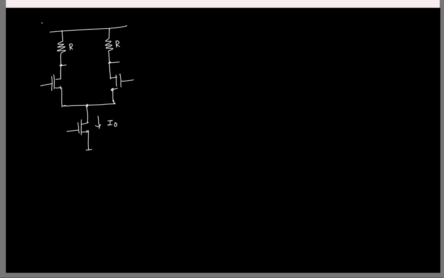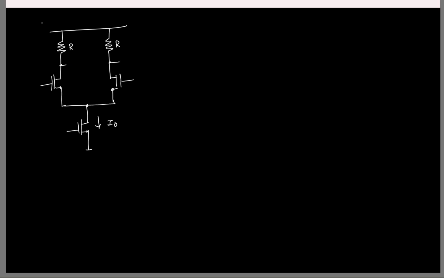See, for differential mode gain, I'll apply Vi by 2 here and minus Vi by 2 here. So this will be minus V naught by 2 and plus V naught by 2. Is that fine? The gain is just Gm times R, because everything is now a half circuit. Okay. So now let us say, I'll erase this guy.